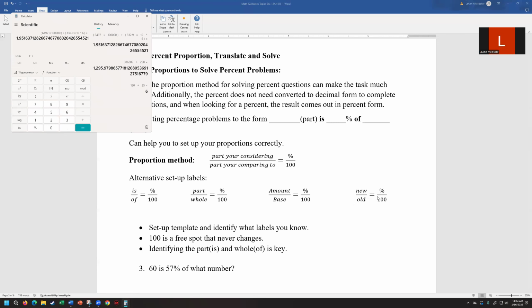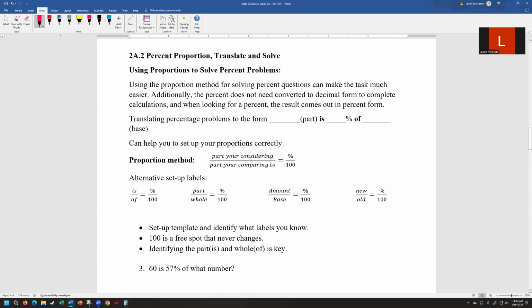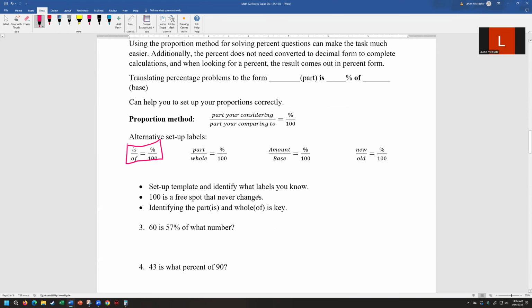And then later on, we will use this in a further section. The new over the old is equal to the percent over the 100. We use this one when we do markups and discounts. So what's the sales price versus what's the original price, okay? But I like to stick with this first one right here a lot of the times because when we're just doing these basic translations, this really helps you see what we're doing, okay? So we're going to set up our template and identify what labels we know. 100 is always a free spot. It'll never change. It's always percent is out of 100. Identifying the part of the is and the whole, which is the of, is key.